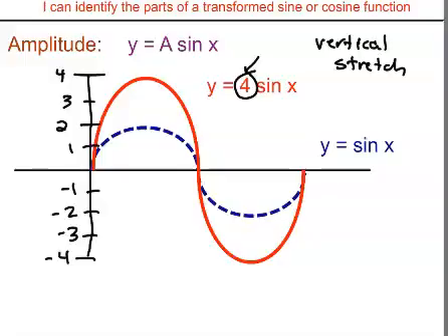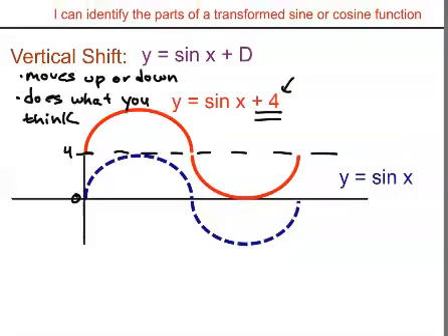Like if we're multiplying by 4, it's not inside parentheses. You would think when you multiply, it's going to get bigger. And that's what it does. It stretches by 4. Here, if it says plus 4, you would think it would go up 4. And that is what it does.